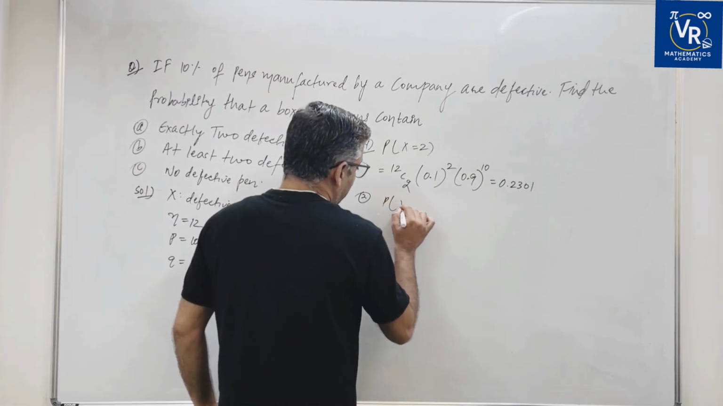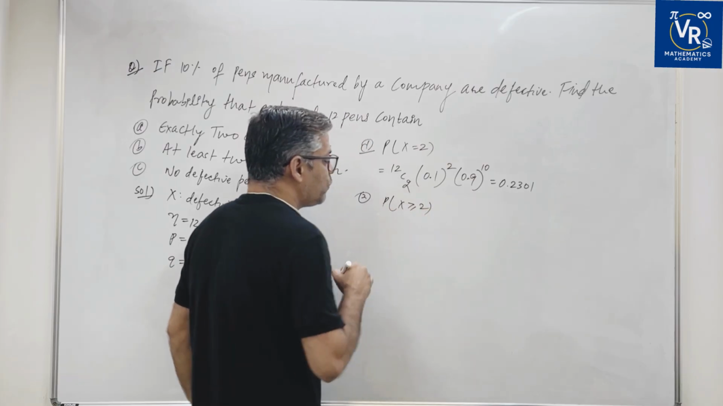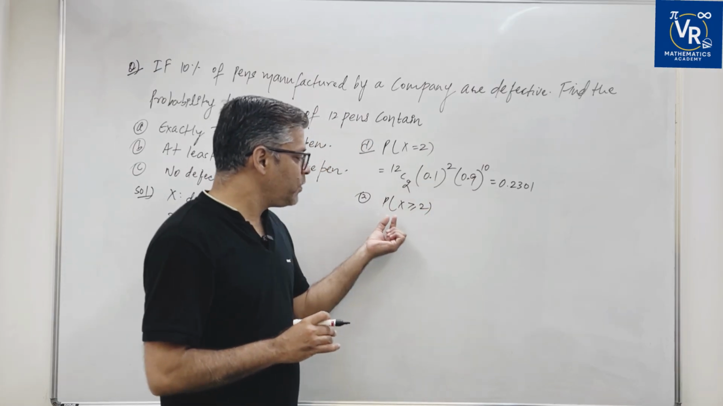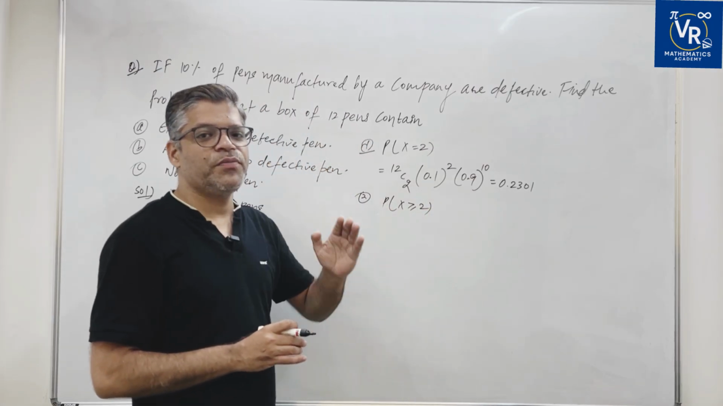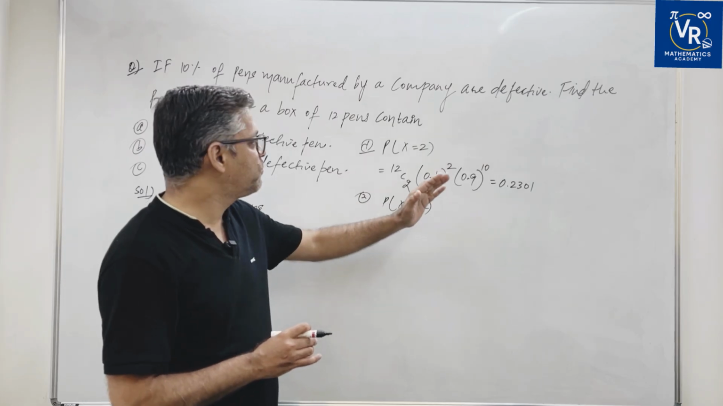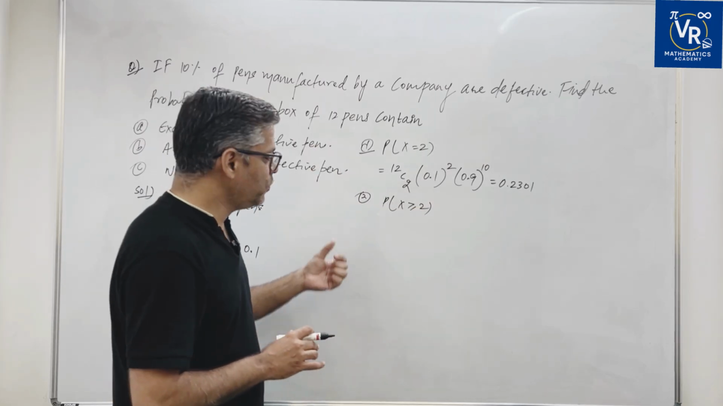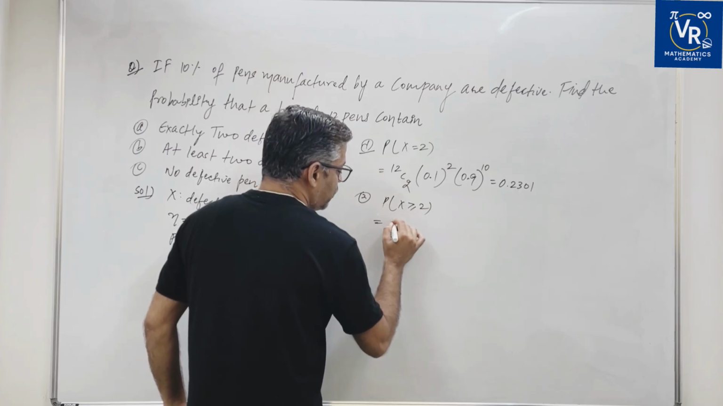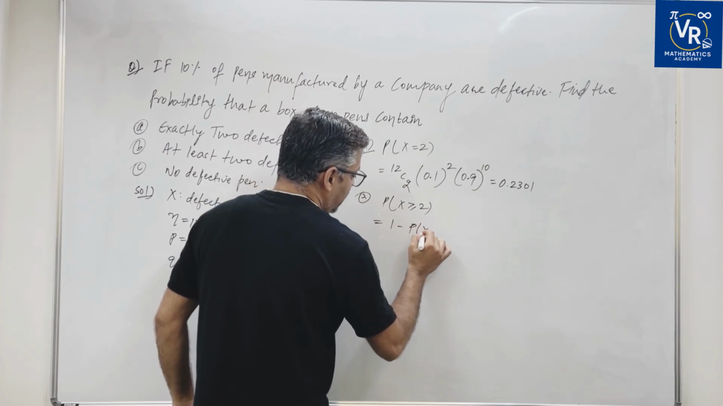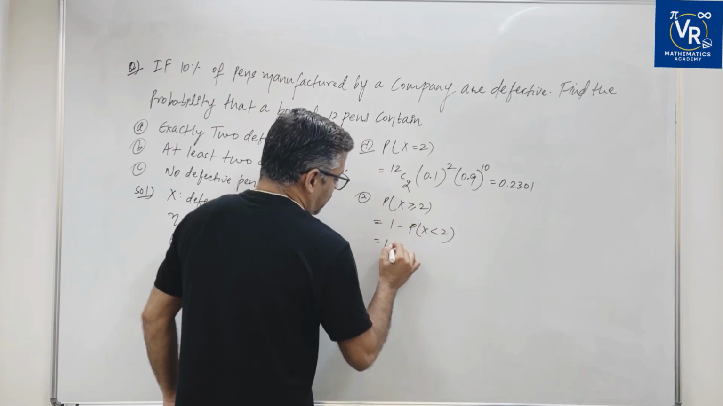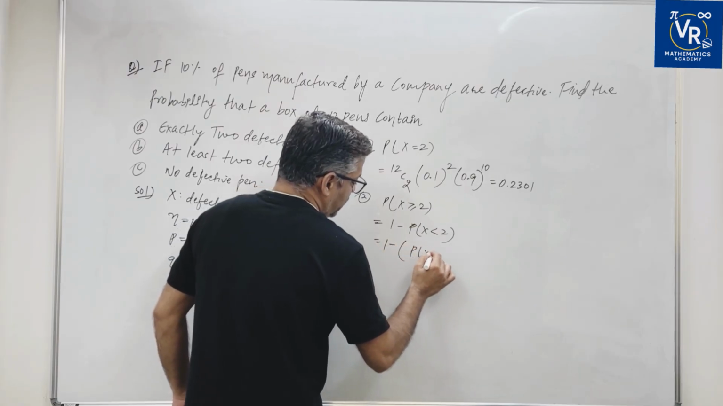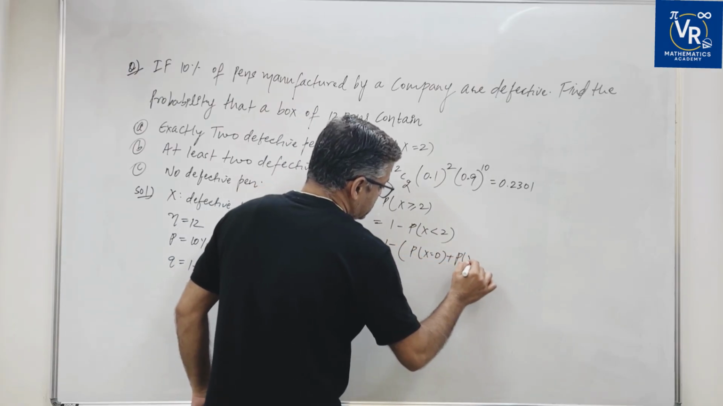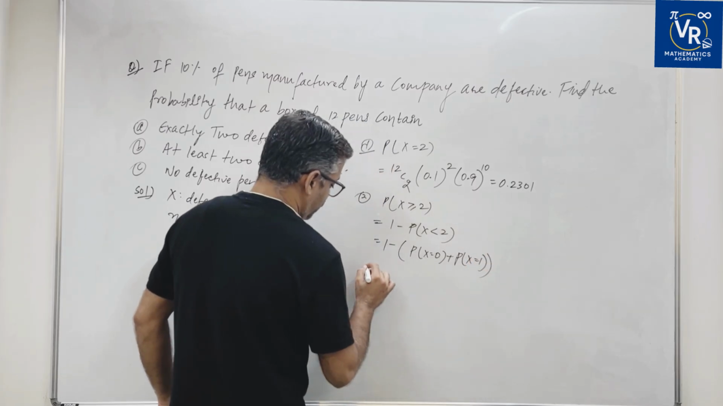Second, we have to find the probability of at least 2 defective pens. At least 2 defective pens, that is X greater than or equal to 2. If we open probability of X greater than or equal to 2, then it will be probability of X equal to 2 plus 3 plus 4 up to 12. So it will be a very lengthy calculation. So we can write probability of X greater than or equal to 2 as 1 minus probability of X less than 2. And X less than 2 means X equal to 0 plus X equal to 1.